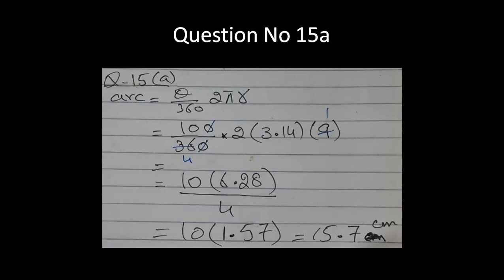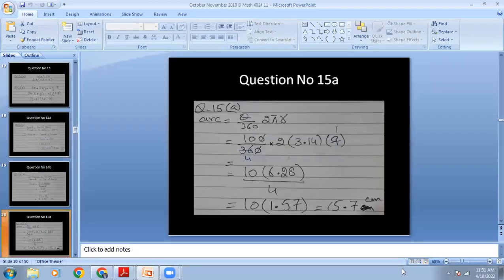So this 9 and 360 will be cancelled. So you will have 10 into 6.28 divided by 4. So when you do this calculation, you get 15.7 centimeters. 15.7 is the right answer.